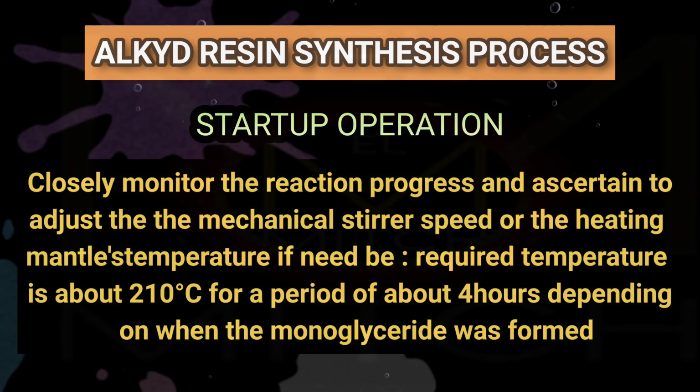But before then, you have to carry out some tests to determine the formation of the monoglyceride. Now bear in mind that the drying oil is a triglyceride. So in a nutshell, what you're trying to do is to heat the components, glycerol and the drying oil, to convert the triglyceride of the oil to a monoglyceride. That is why it is called a monoglyceride process.